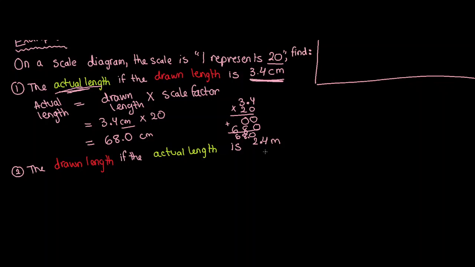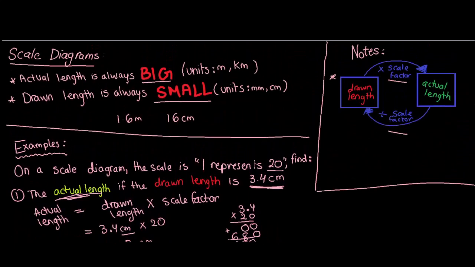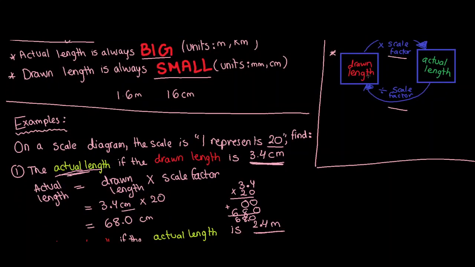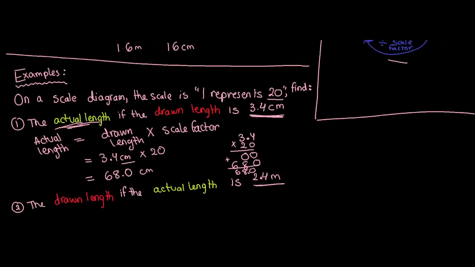Now, if we want to do the opposite of it, find the drawn length if the actual length is 2.4 meters. We can see that the actual length already has even larger units than the drawn length. We go back up to our rule and we're trying to calculate the drawn length. And that would be drawn length equals actual length divided by the scale factor.